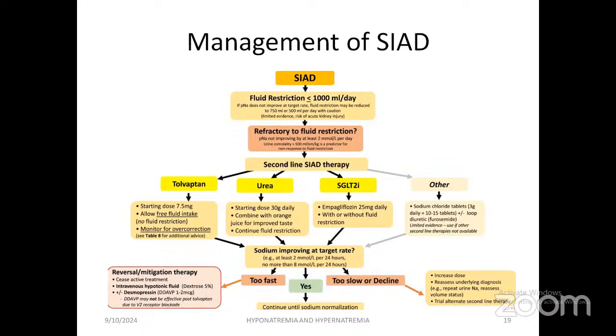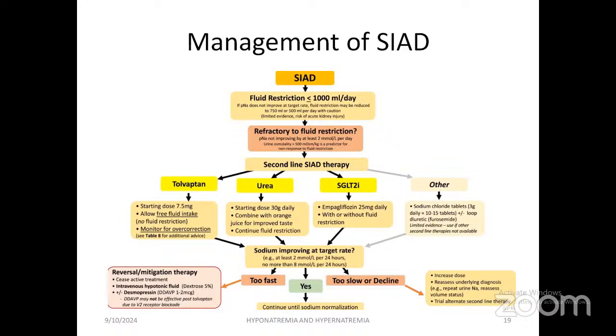Coming to management of SIAD, the first line of management is fluid restriction, that is less than 1000 ml per day. If serum sodium does not improve at the target rate, fluid restriction can be reduced to 750 ml or 500 ml per day with caution. If serum sodium levels are refractory to fluid restriction, that is, sodium not improving by at least 2 millimoles per liter per day, then second-line drugs are started. They are tolvaptan, urea, SGLT2 inhibitors, and others like sodium chloride tablets.